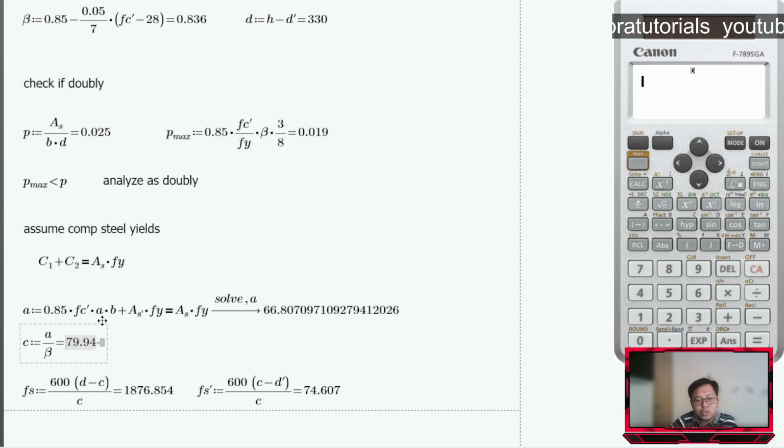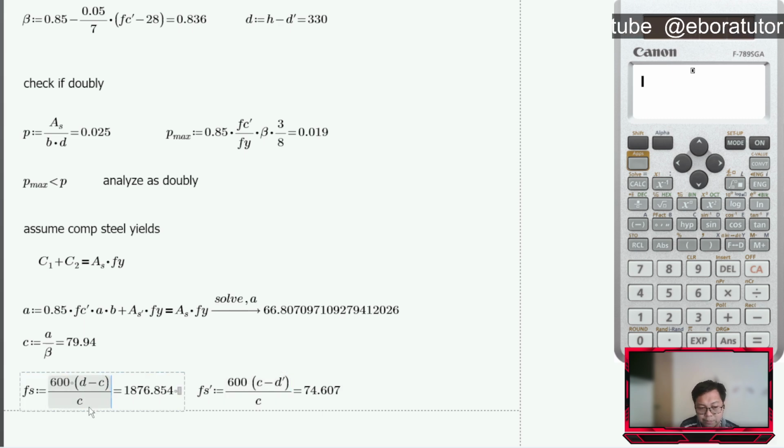Now, kanina, we assume no, that the compression steel yields. Now, let's check kung tama ba yung assumption natin. Notice, although we assume that the compression steel yields, I always check if ever nag-yield ba yung tension steel. But obviously, nag-yield na. 600 (d minus c) over c. By the way, this is the actual equation for the steel stress. So stress steel. Now, for tension, that's 600 (d minus c) over c. For compression, that's 600 (c minus d') over c.